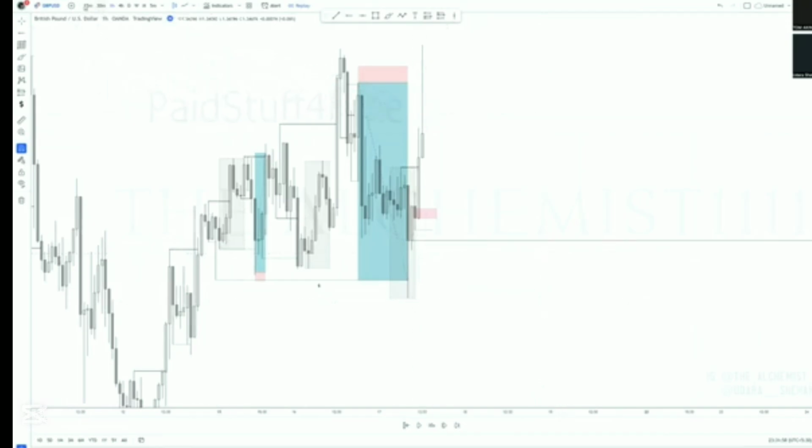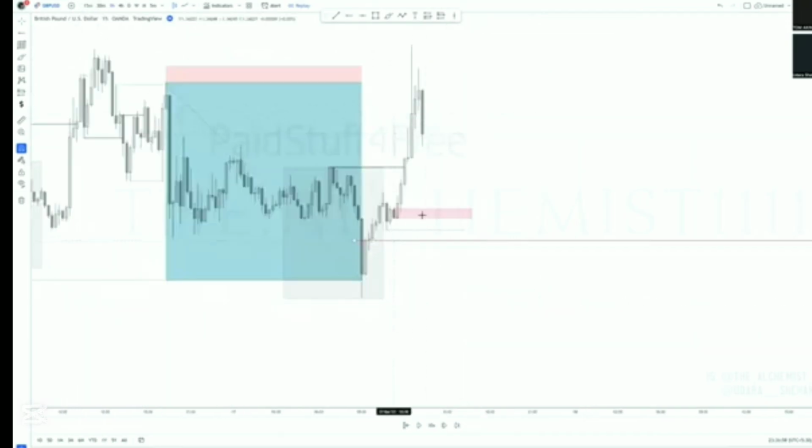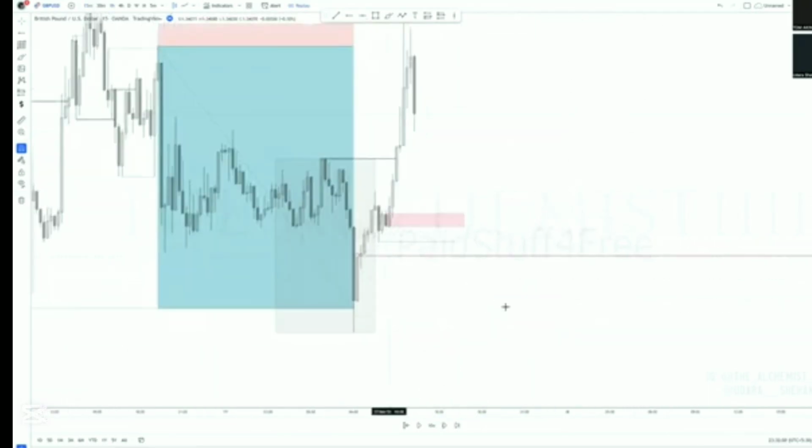Okay, now a high probability zone. Why? Because we had liquidity above it. Because did these zones have any liquidity above it? No, nothing. Not high quality. But this day, I did not buy it from the 1-hour rejection block.